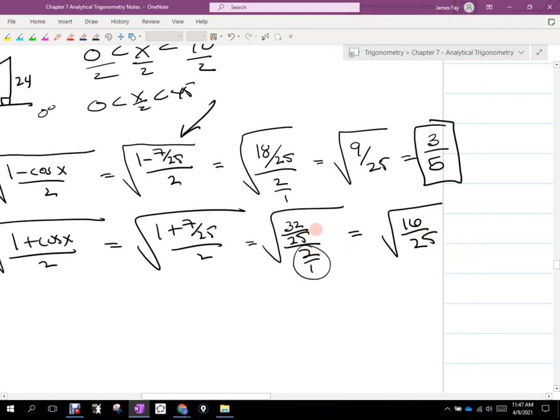So are we okay with me skipping that step right there? And that's going to cancel, 16 times 1, 25 times 1. Yeah. So what's that reduce to? 4/5. Okay.